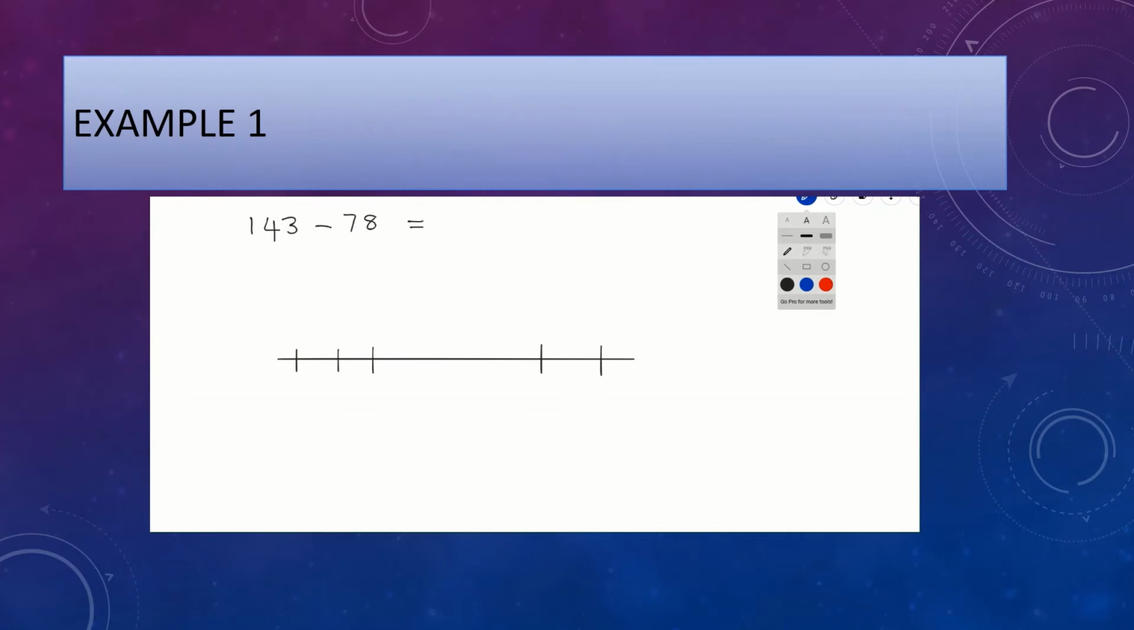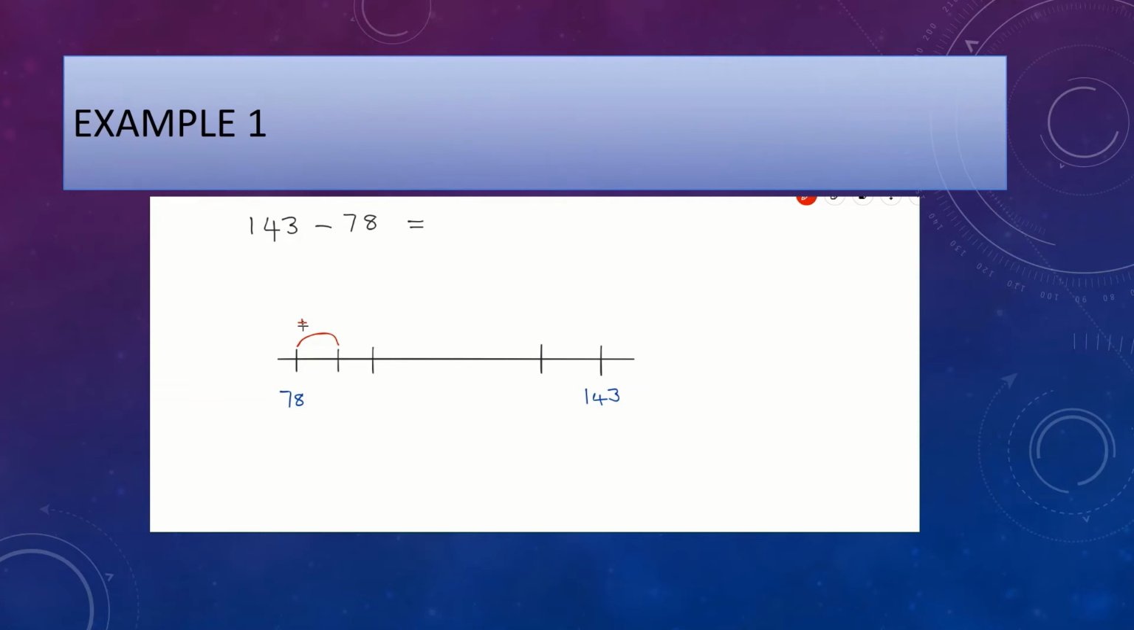Let's take a look at example 1, 143 minus 78. The first step is to bring the smaller number, that is 78, and write it down at the beginning of the number line. And then bring this 143, the bigger number, and write it at the end of the number line. Now we are going to add whole numbers to this 78 in order to reach 143.